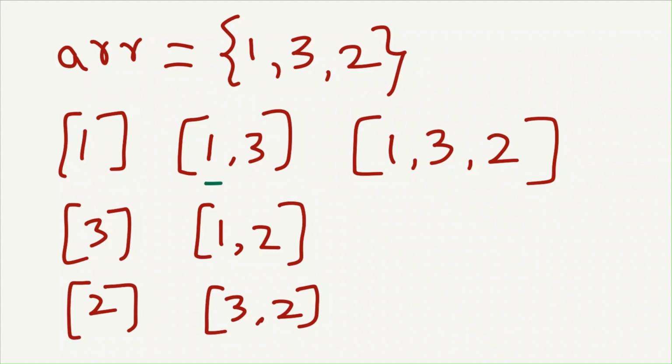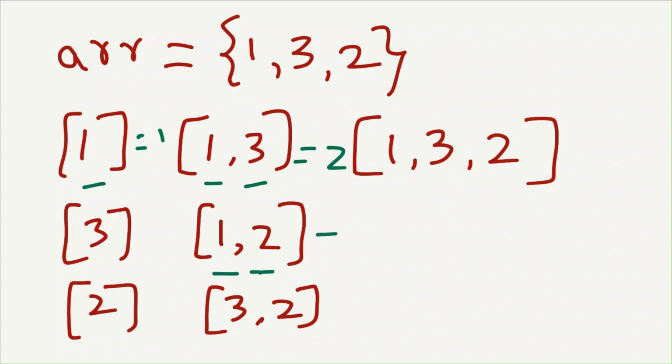If we take 1, the next element is 3, which is greater than the previous element. If we take 1 and 2, the 2 is greater than the previous element. So the subsequence should be in strictly increasing order. In this example, in the subsequence 1, it is only one element, so the length is 1. For the single element, the length is 1. If we take 1 and 3, the length is 2. It is in strictly increasing order, so we can take the length as 2.